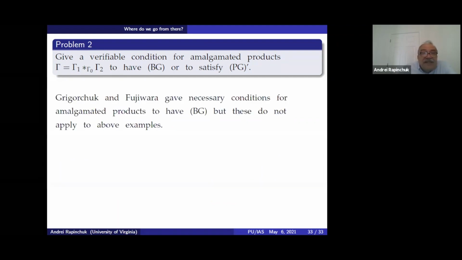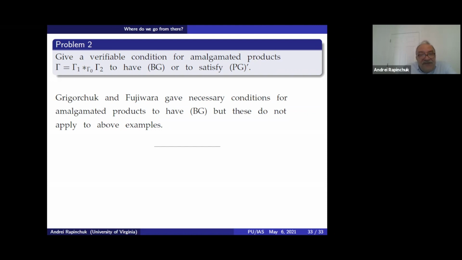Now, I must say that Rigidity and Fujiwara actually gave necessary conditions using bounded cohomology for amalgamated products to have bounded generation. But these conditions do not explain the phenomenon I talked about on the previous slide.